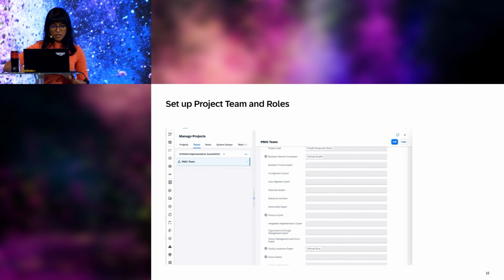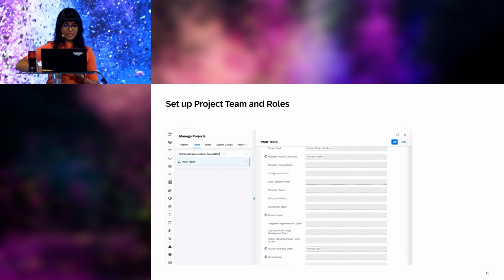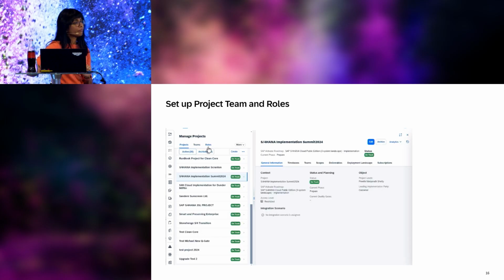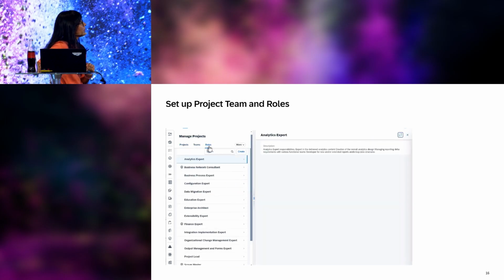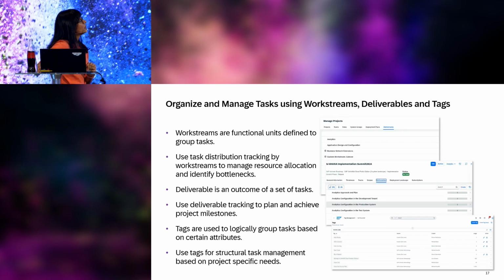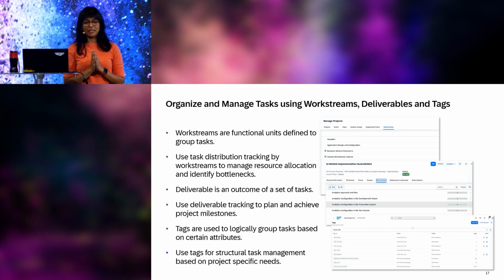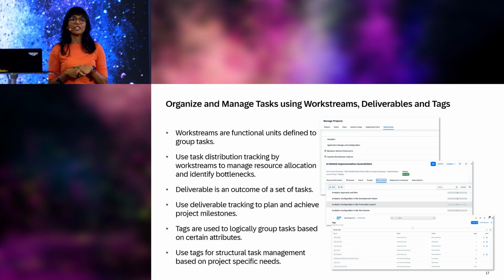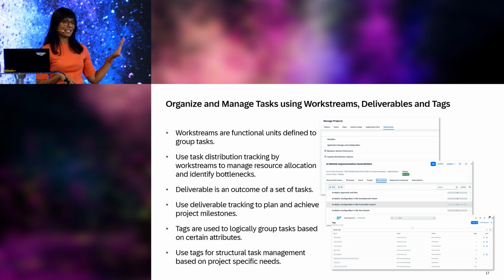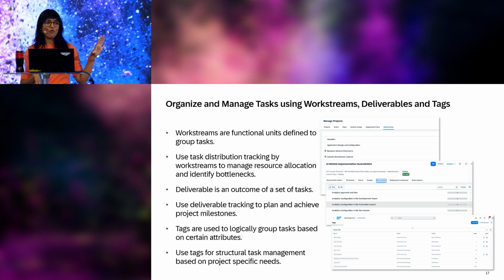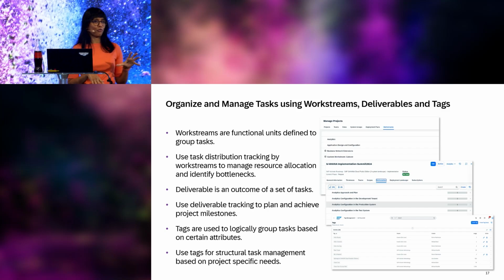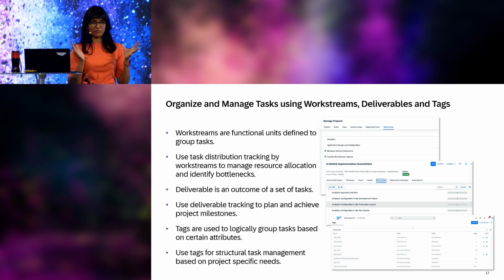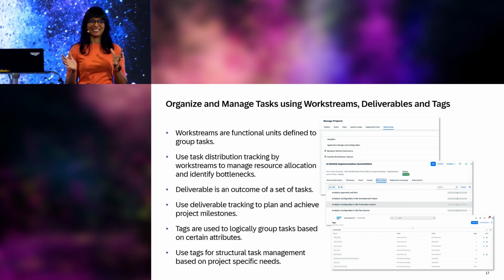Now, once this step is complete, where we have set up the roles and the project team, the next activity is to start organizing the tasks. Because you might have already seen the moment you use an Activate roadmap, you get hundreds of tasks in your project.